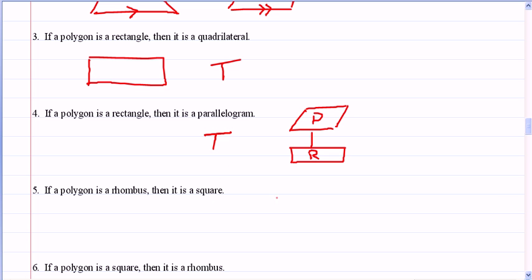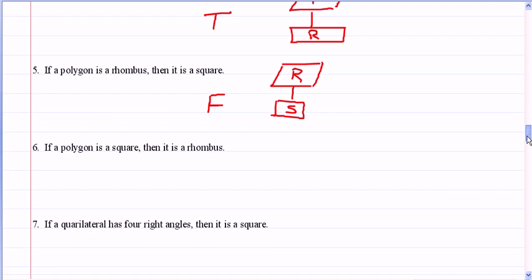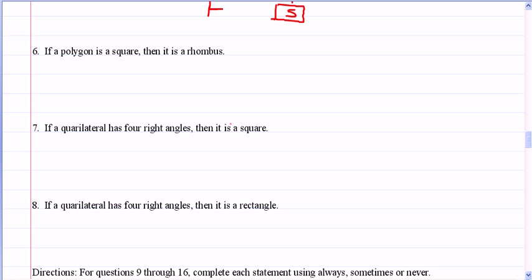If a polygon is a rhombus, then it's a square. So here we have a rhombus, and here we have a square. A square has all the properties of a rhombus. So if it's a rhombus, it is not necessarily a square. So this is false. If a polygon is a square, then it's a rhombus. Now this statement is true because the square is underneath, and the square has all of the properties of a rhombus. So this statement is true.